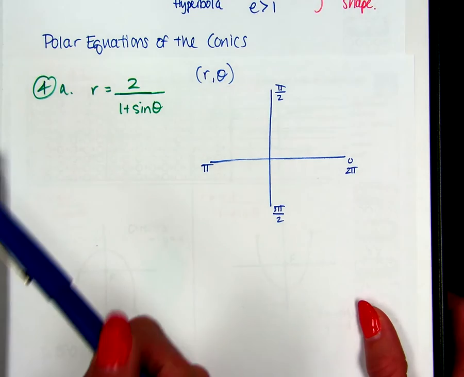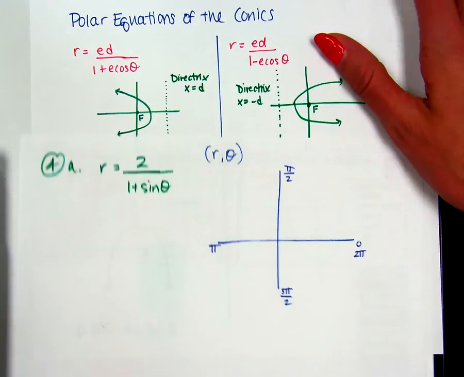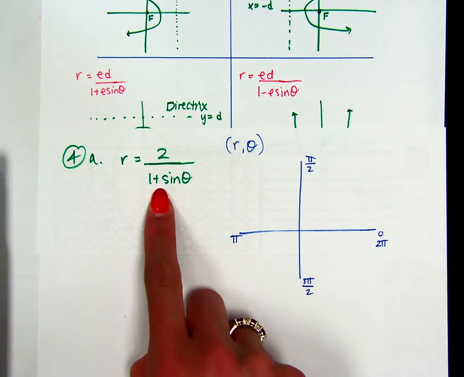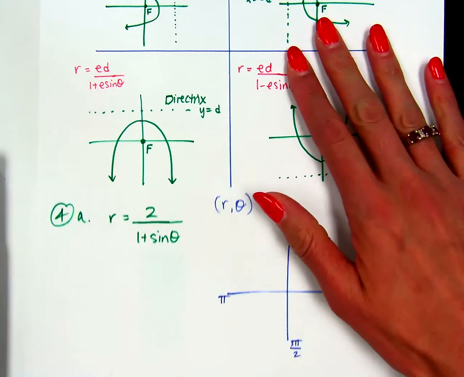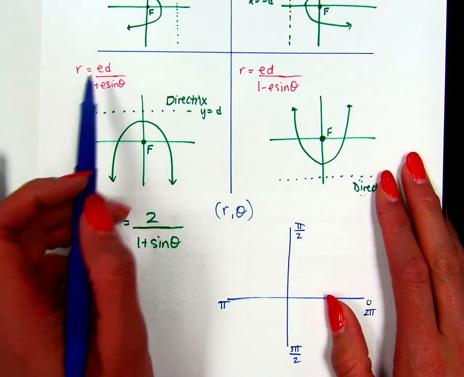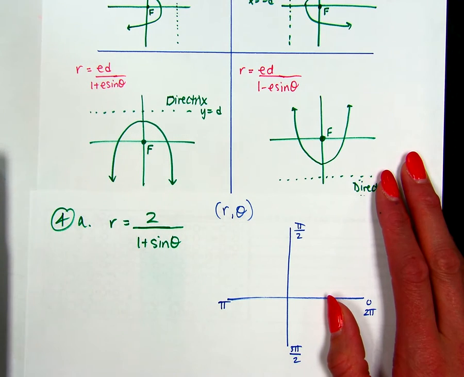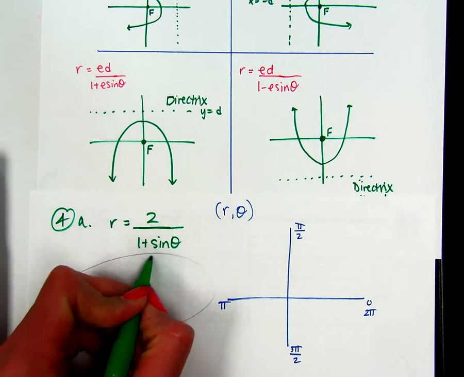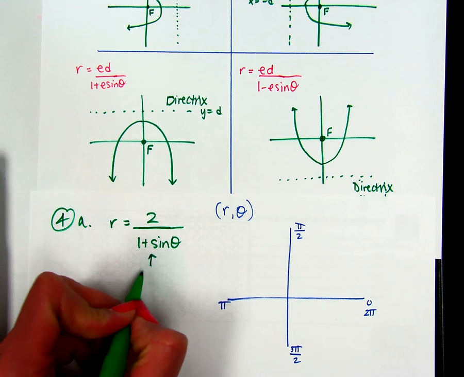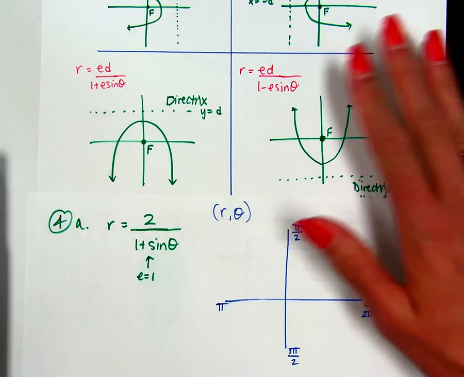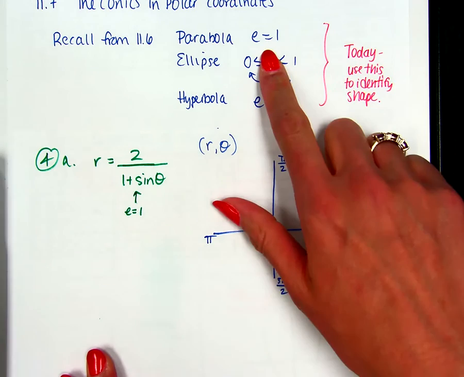All right, so first thing is, in our equation, we need to match up which one it is. So it's not the cosine ones. And since it has a plus, then it must be this one. So this is going to tell us that our e is the coefficient of sine. Now, since there is no coefficient here, e is equal to 1. All right, so since e is equal to 1, we know for sure it's a parabola.